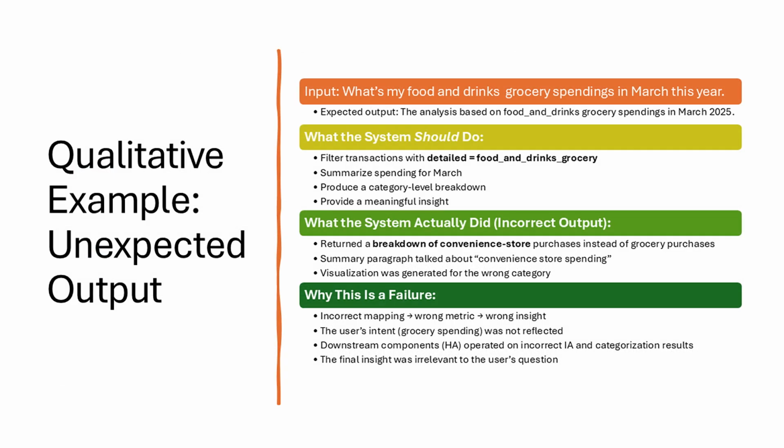We also looked at a concrete failure case. The user asked about my food and drink grocery spending in March this year. The expected output should have been a breakdown of spending in the food and drink grocery categories only, but the system just returned a breakdown for general merchandise convenience stores. This happened because of an ambiguous taxonomy definition. Multiple merchants were mapped in broad categories, so the query was put in the wrong group. This single mapping issue then triggered a chain reaction of downstream analysis errors.